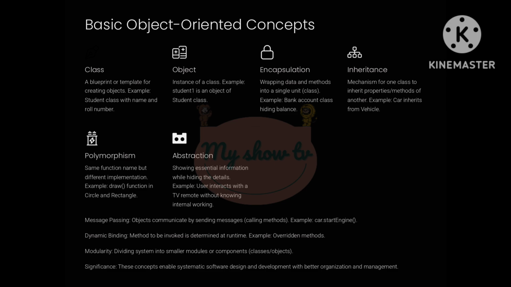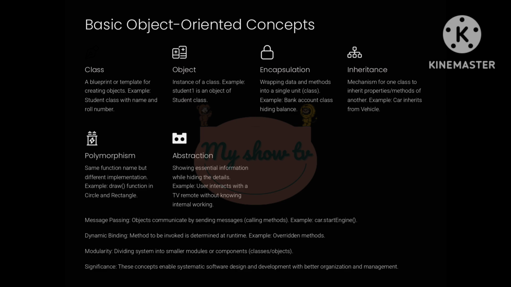Encapsulation means bundling data and methods inside a class. This protects data from direct access, making software more secure and organized. Think of a bank account class hiding balance details. Inheritance allows a new class to inherit properties and methods of an existing class, promoting reuse. For example, dog class inherits from animal.